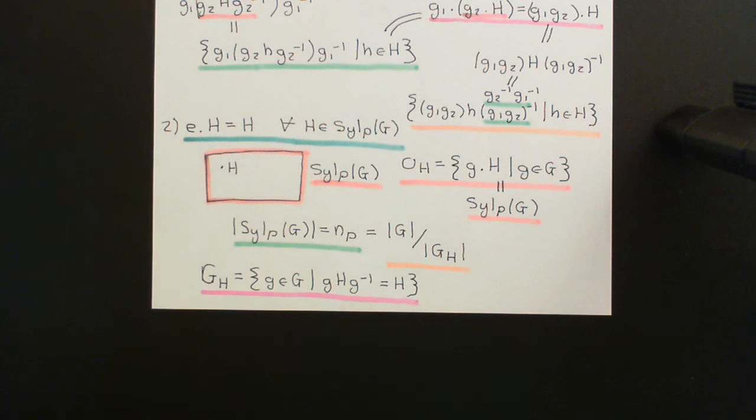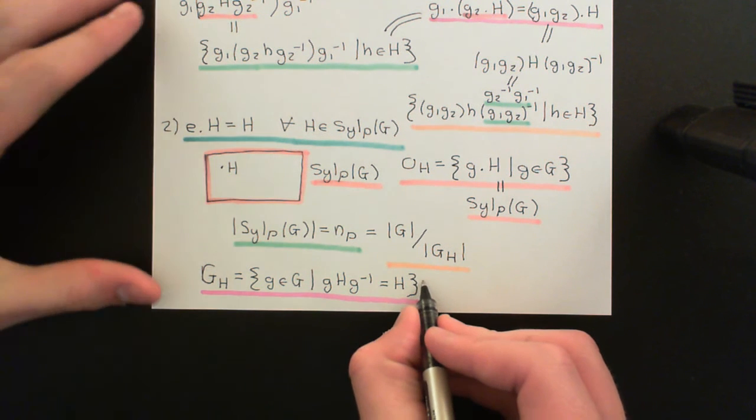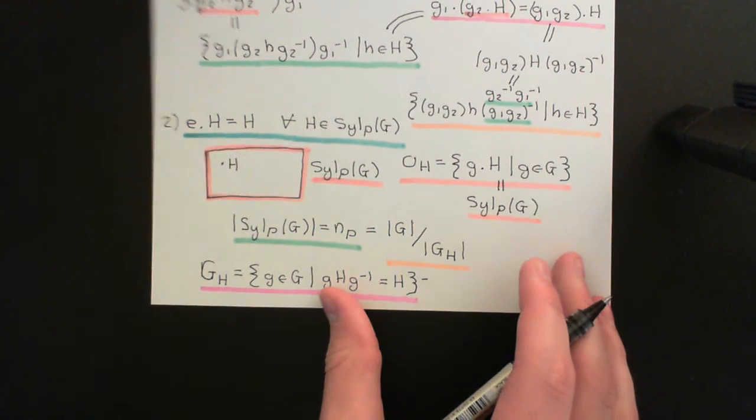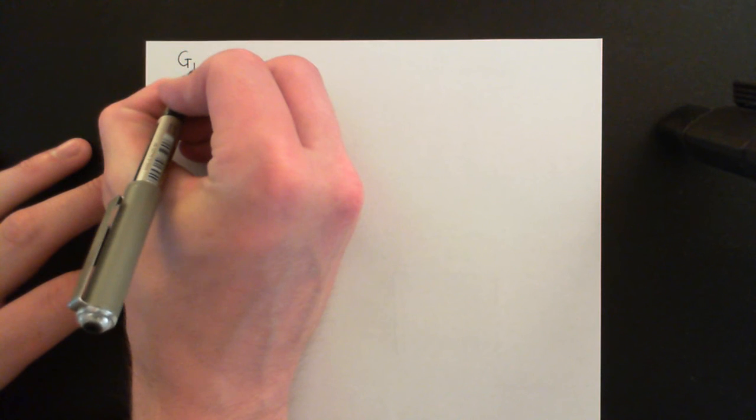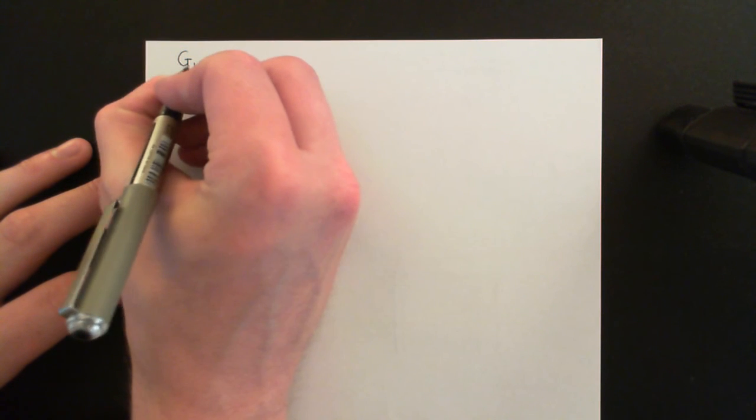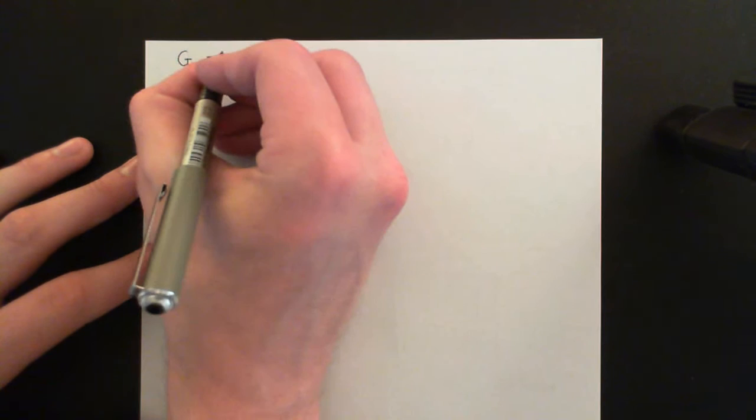Now I can rewrite that condition in a way that's slightly more helpful, and in fact, I think I'll go over the page to rewrite it. So now what I'm going to do is rewrite the condition for an element of the group to be in the stabilizer of this Sylow P subgroup capital H in the group capital G.